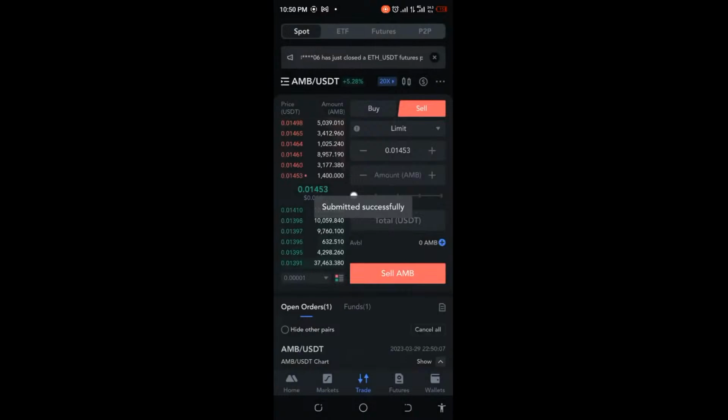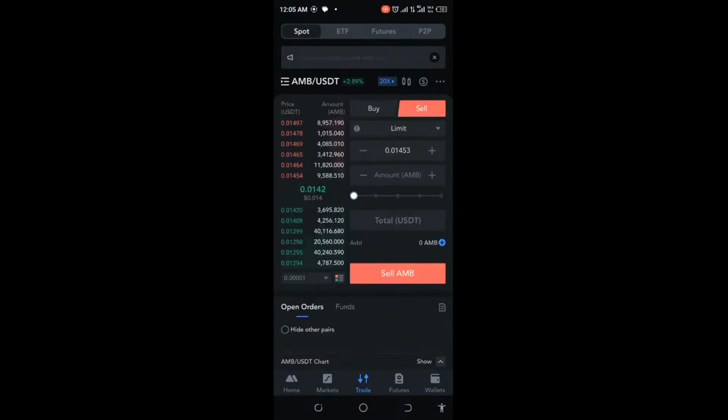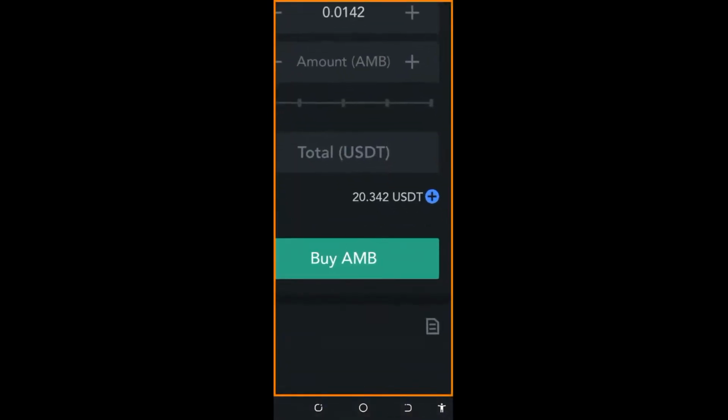All right, so we're currently in the queue. Let's see how long this takes, and I'll be back to give you the results. See you shortly. Wow, I'm back and it has already sold to USDT. So let's check what we have here. Wow, we have 20.342 USDT.